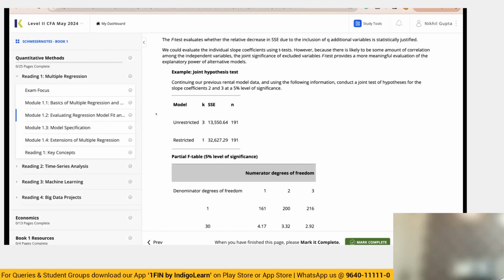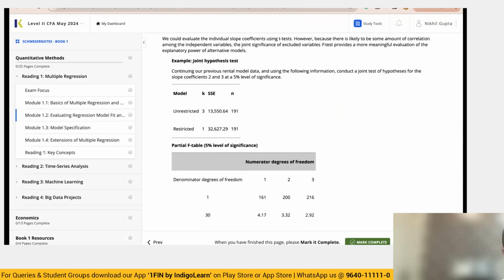In the unrestricted model, what is K, what is SSE, what is N? Just note it down somewhere quickly, please, so that you can go on to the calculation of the F statistic. Alpesh done? Rohit done? Have you noted this table? Only the small one: model, unrestricted, restricted, K and SSE and N. That is all you require for the F test.